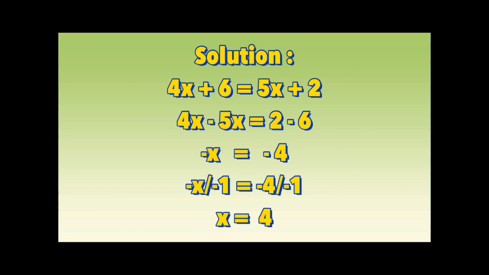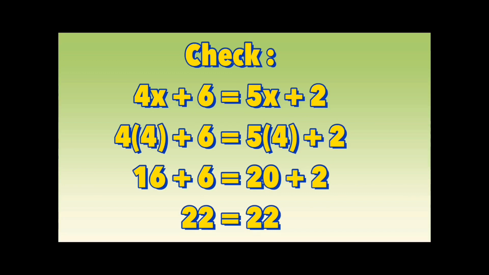Then negative x, so we're going to divide both sides of the equation by negative 1. So negative x divided by negative 1 equals positive x. Then negative 4 divided by negative 1 equals positive 4. So therefore, the value of x is 4. Then we're going to check the value of x if it is correct, because in an equation, we should always check our answer.